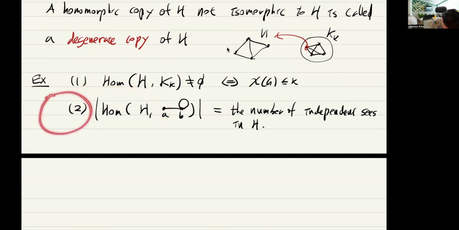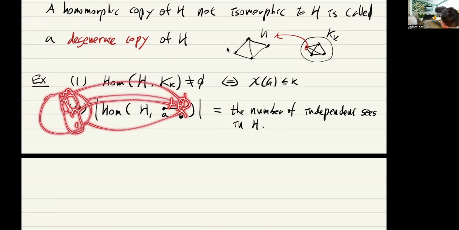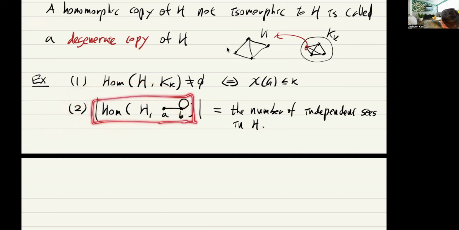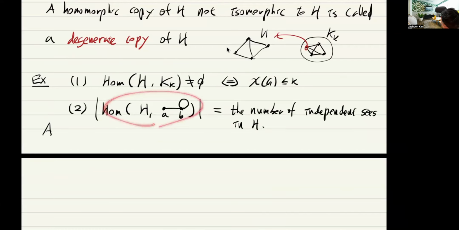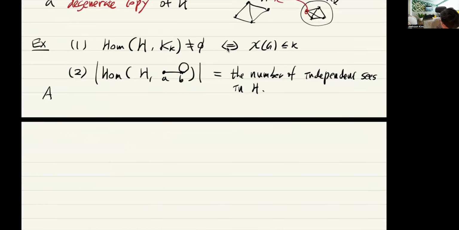We don't really care about what vertices are mapped to. No matter what vertices are mapped to there, it's okay. It doesn't cause any problem, because even if there are edges here, because of this loop, it's allowed to map there. The only restriction here is that the preimage of A has to be an independent set. So whenever we have an independent set A, then you can find the homomorphism from H to here, which maps exactly A to here and the rest to B. So this set has a one-to-one correspondence with the set of independent sets in H.